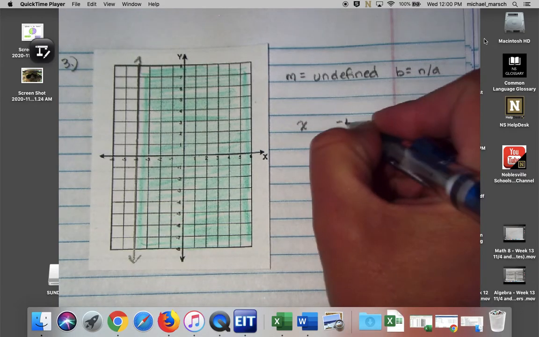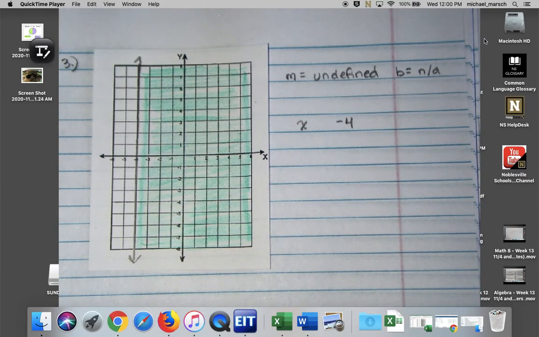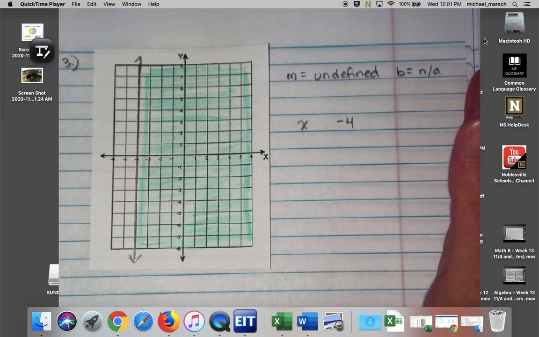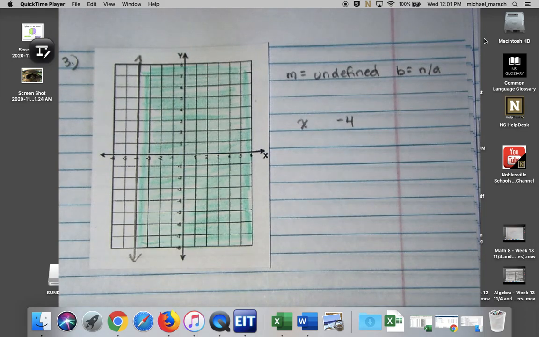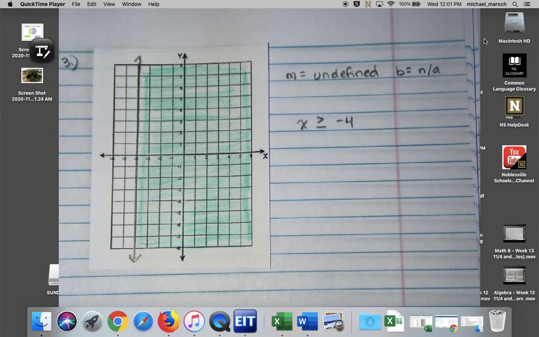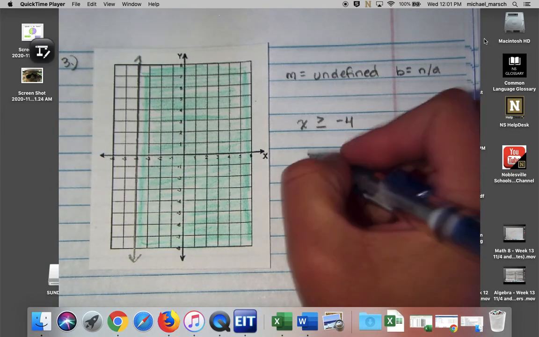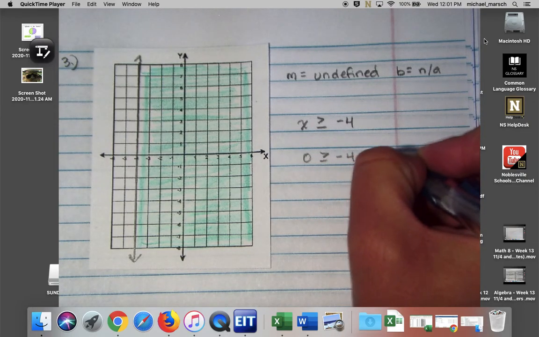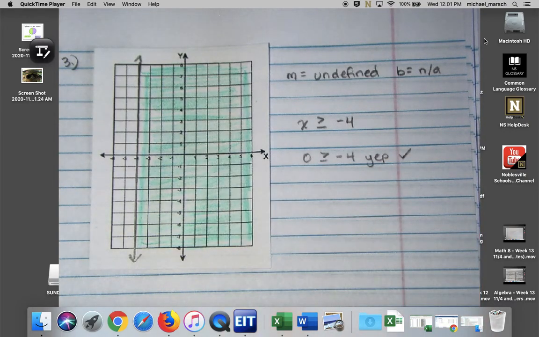And our x happens to be at what? -4. Okay, so now I have to decide my symbol. Do I have or equal to? Yes. Okay. And is everything greater than the -4 or less than the -4? Greater. So x is greater than or equal to -4. Right? And if I had to check my work, I could say 0 is greater than or equal to -4. Yep. So that's why 0 can be shaded.